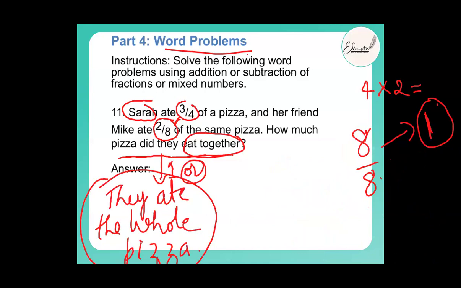Can you spell pizza? Yes, it is pizza. P-I-Z-Z-A, it's mentioned here, right?